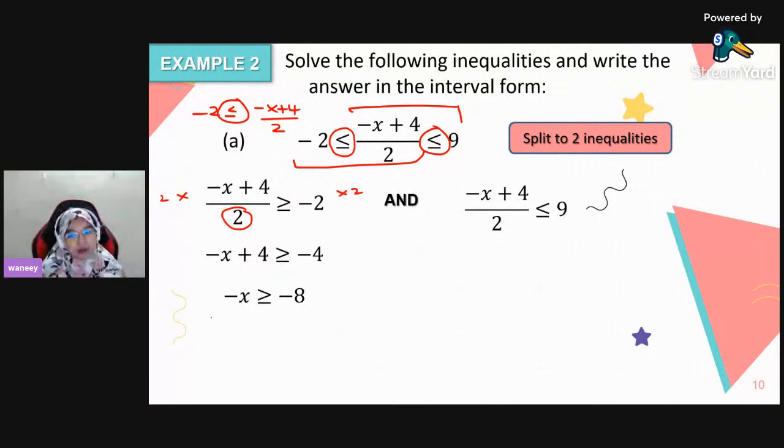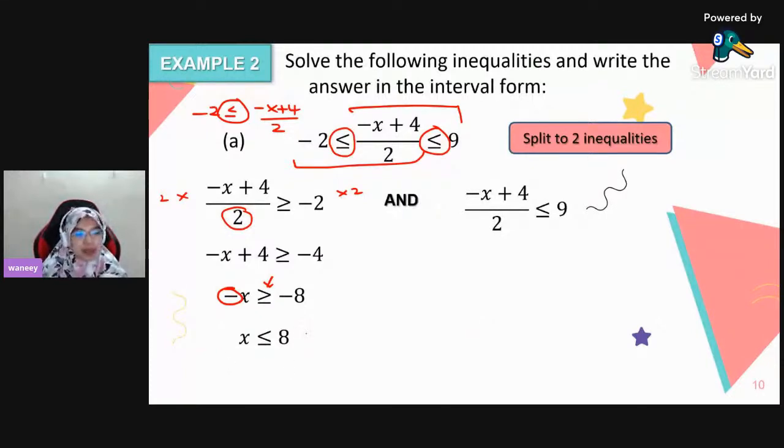And then, of course, you want to make sure you have only x as your subject. So now we should do something with this negative sign. So divide both sides by negative 1. However, you are dividing by a negative number, right? Do remember to flip your inequality sign. So it will become x less than or equal to 8.